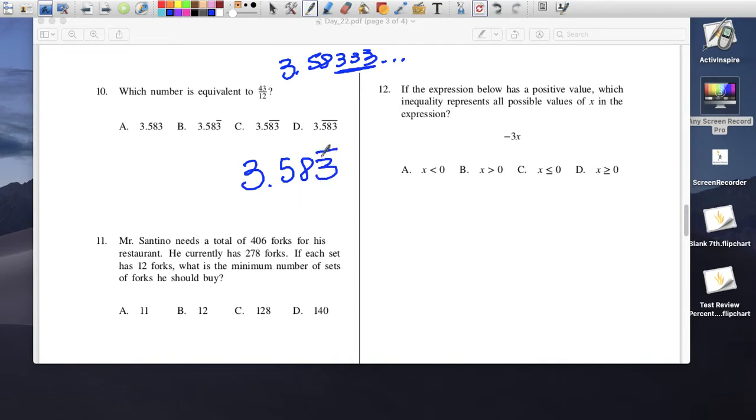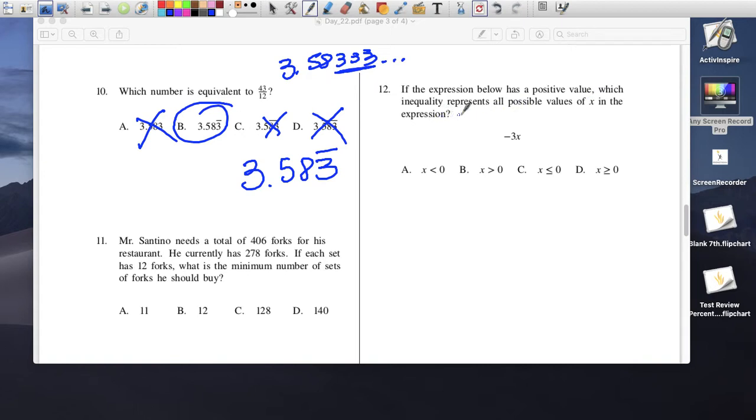So the only one that looks like that is B. This one has a bar notation on top of the 83, so that says 83 is repeating. It would be 83, 83, 83, which is not the case. This one doesn't even have a bar notation, garbage. And this one has a bar notation on 583, which means they're saying it's 583, 583, 583, which again is not the case.